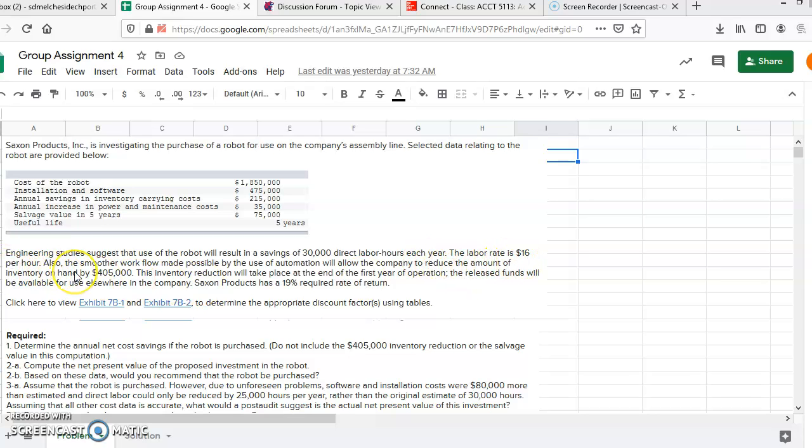Also, the smoother workflow made possible by the use of automation will allow the company to reduce the amount of inventory on hand by $405,000. This inventory reduction will take place at the end of the first year of operation. The release of funds will be available for use elsewhere in the company. Saxon Products has a 19% required rate of return.